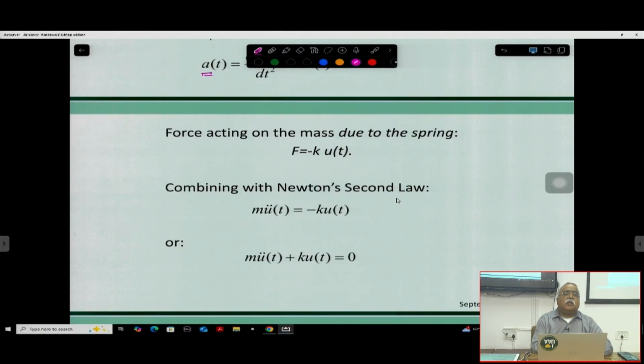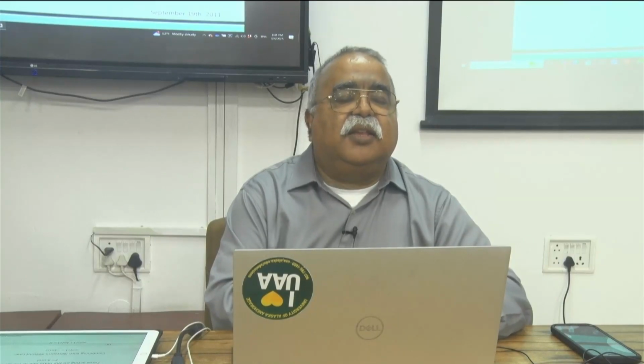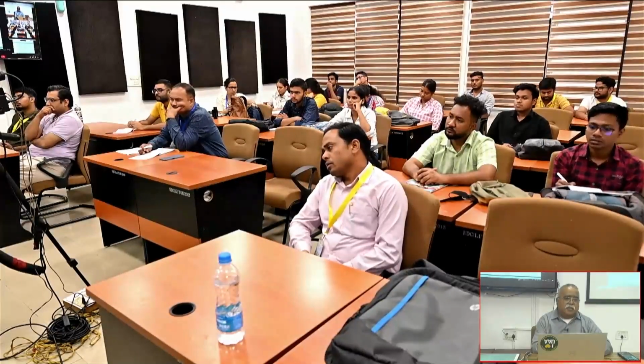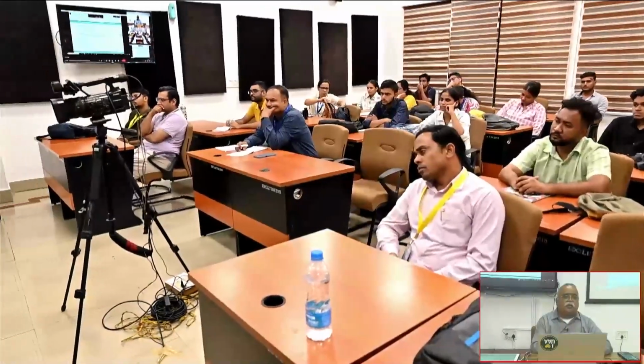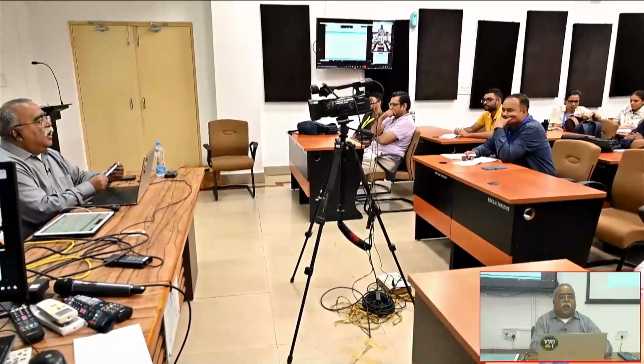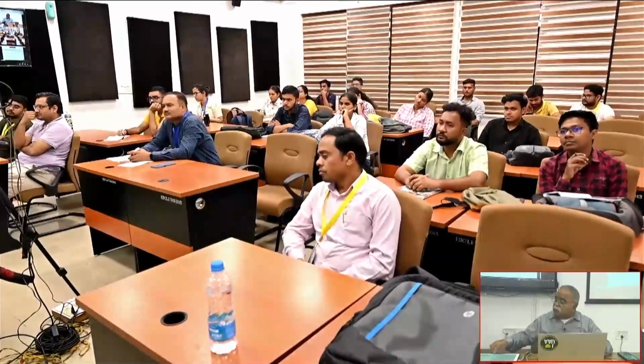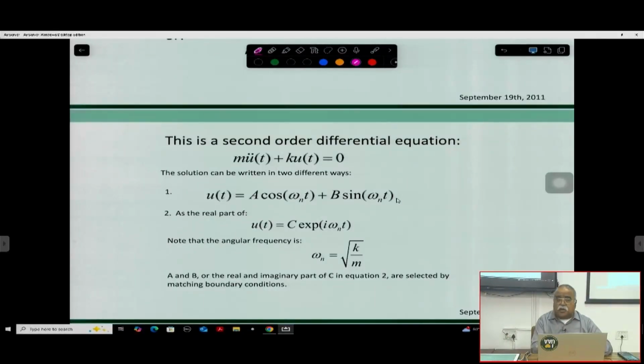And both physicists and engineers know this equation very well, because it is a differential equation we all need to solve in the math class, as well as in our one-dimensional problems. This is the famous equation. It is a second order differential equation, m u double dot t plus k u(t) equals 0, and it's a homogeneous equation.